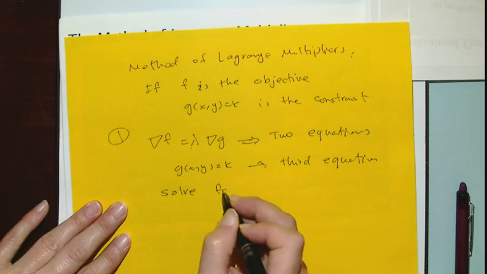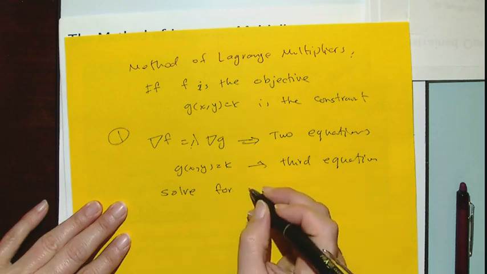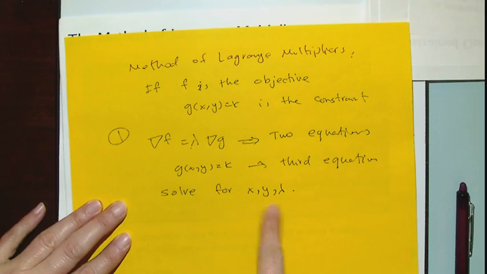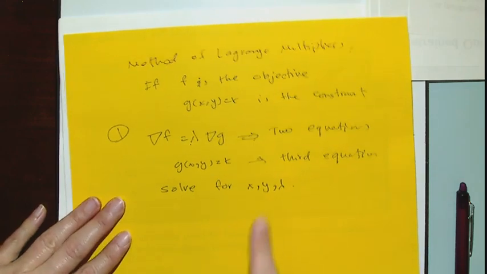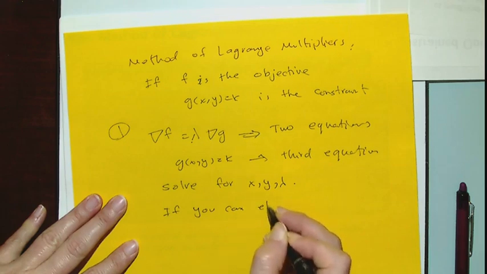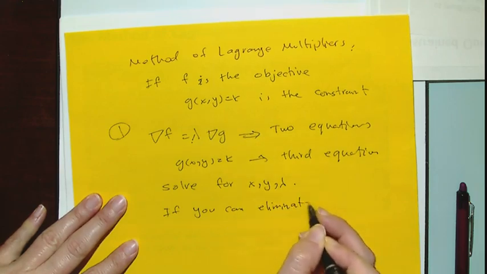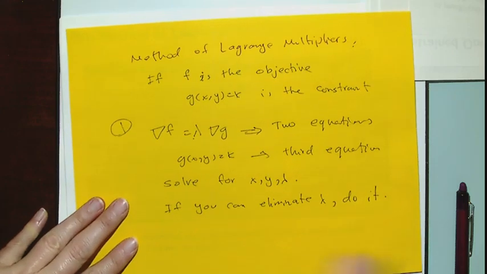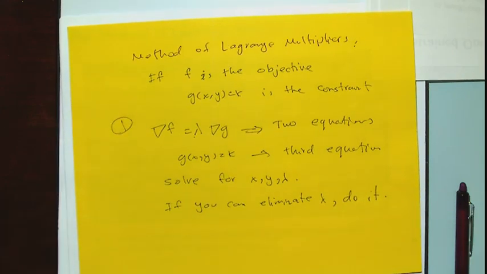Solve for x, y, and lambda. If you can skip lambda, skip lambda. If you can eliminate lambda, do it. So you don't have to solve, but sometimes you have to solve for lambda to solve for x and y.